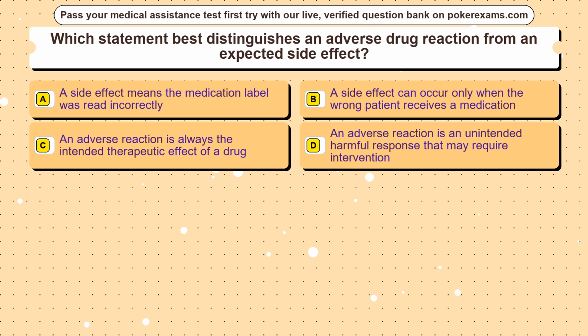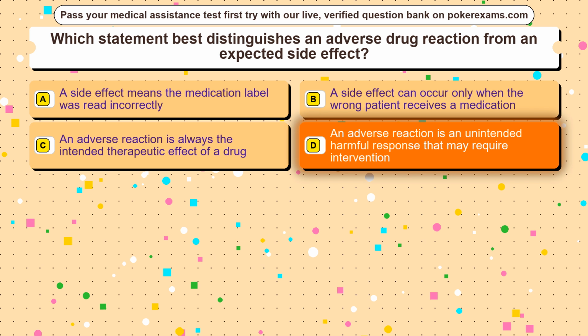Question 23. Which statement best distinguishes an adverse drug reaction from an expected side effect? Option A. A side effect means the medication label was read incorrectly. Option B. A side effect can occur only when the wrong patient receives a medication. Option C. An adverse reaction is always the intended therapeutic effect of a drug. Option D. An adverse reaction is an unintended harmful response that may require intervention.